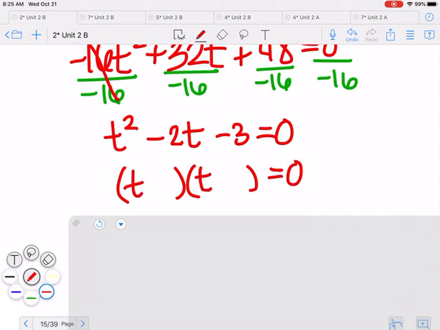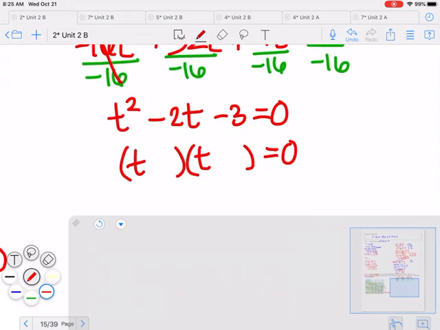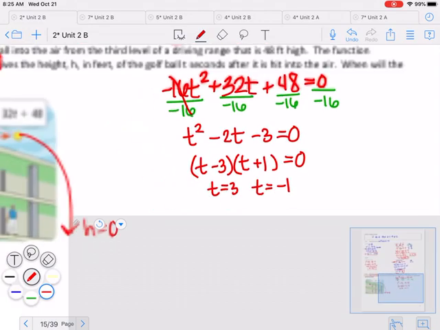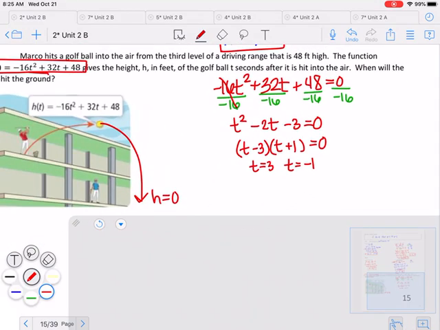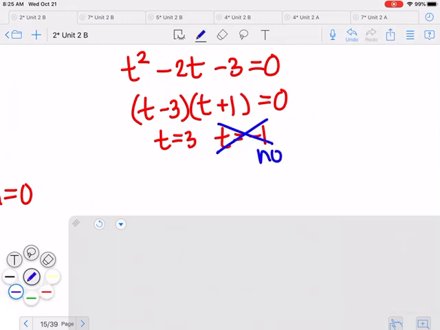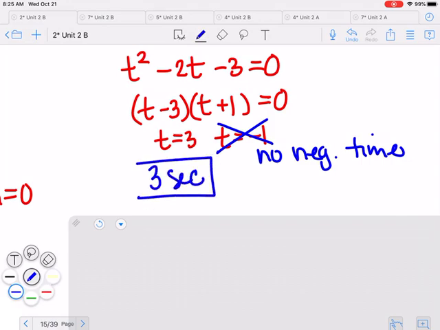Two numbers that multiply to -3 that add to -2: -3 and +1. So t is equal to 3 and t is equal to -1. Remember that we were solving for time, how long until the ball hits the ground. There's no such thing as negative time. So we just disregard that answer since we're talking about actual time. So our final answer then would be 3 seconds until the ball hits the ground.